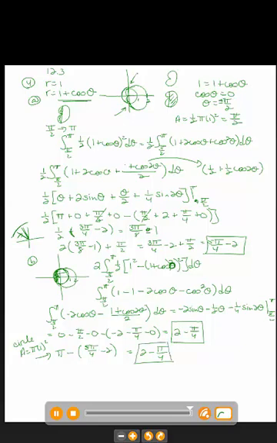But you've seen two polar graphs done now. That's the end of number 4.